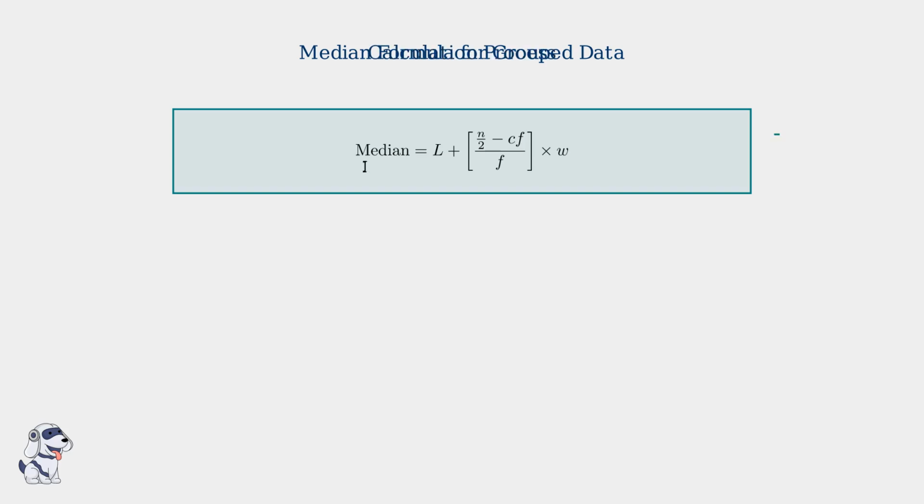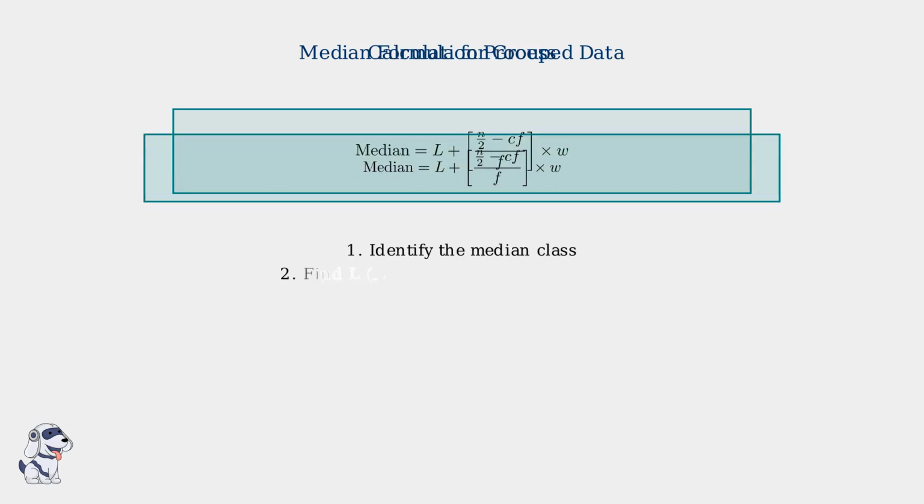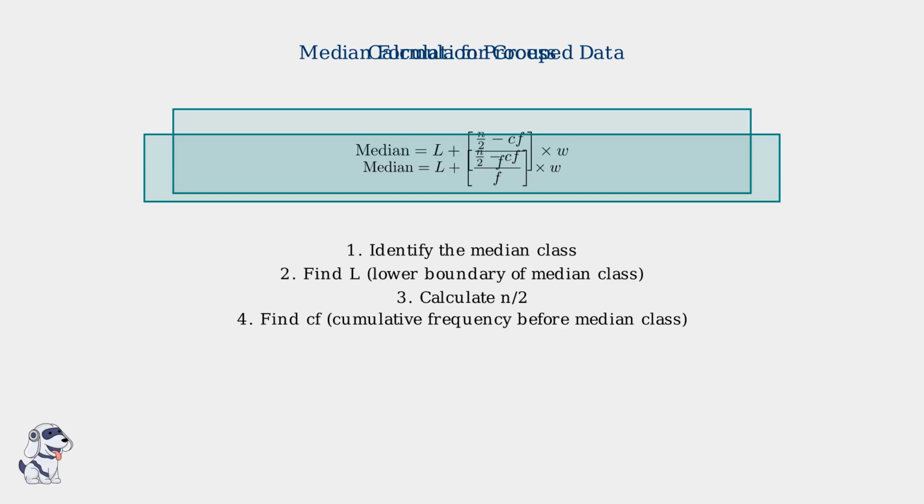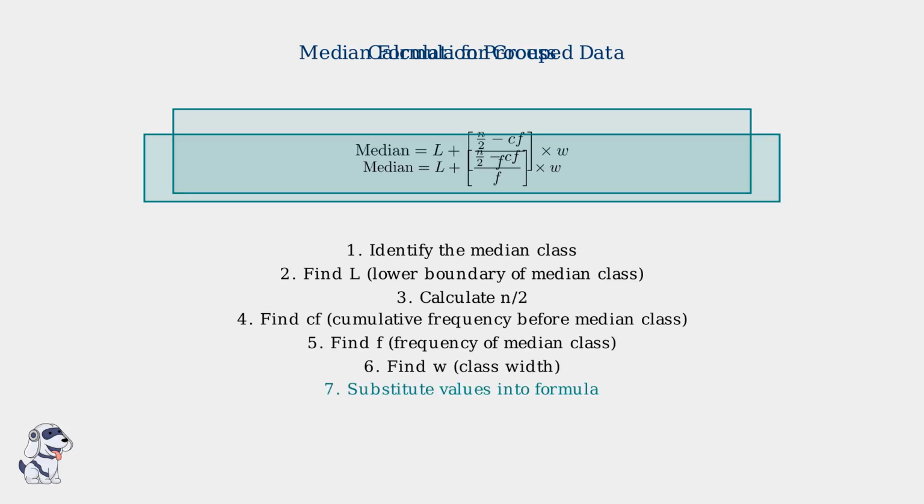Now let's see the complete calculation process. Once we identify the median class and gather all the required values, we substitute them into our formula to find the median value for the grouped data.